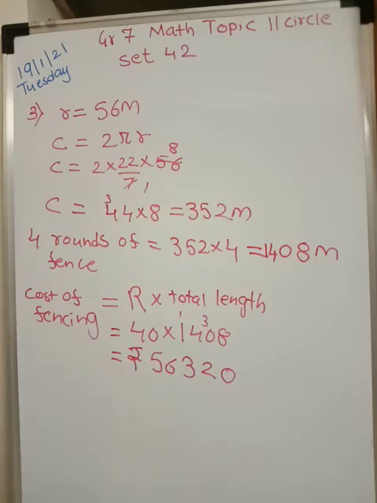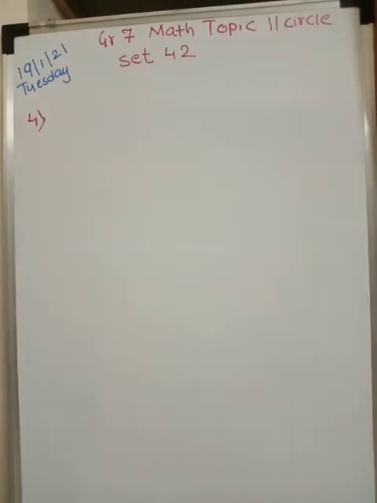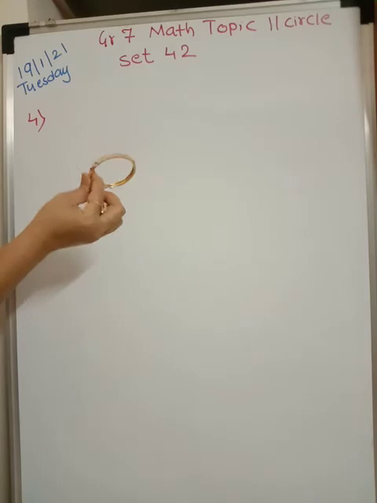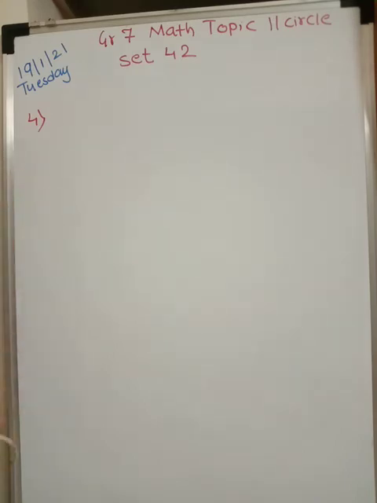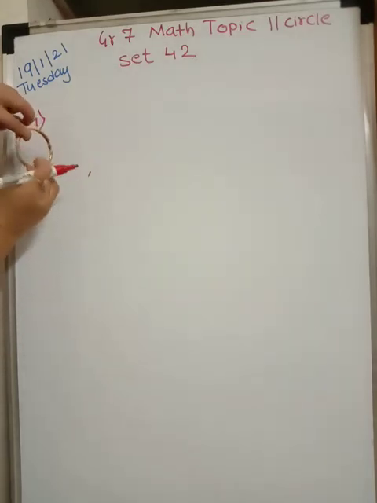Let's go for the fourth, that is the last problem from this set 42. Now before we go for the fourth problem, you understand one concept, students. If this is the wheel, any wheel over here, and I am starting from this point, I'll mark it over here. This is my starting point and I'm putting this indication over here.